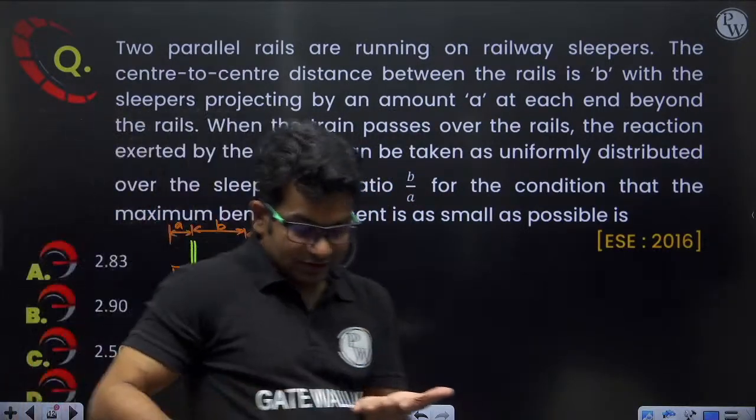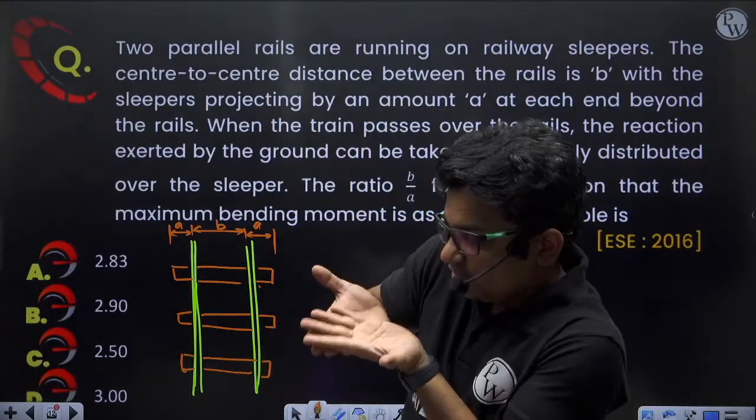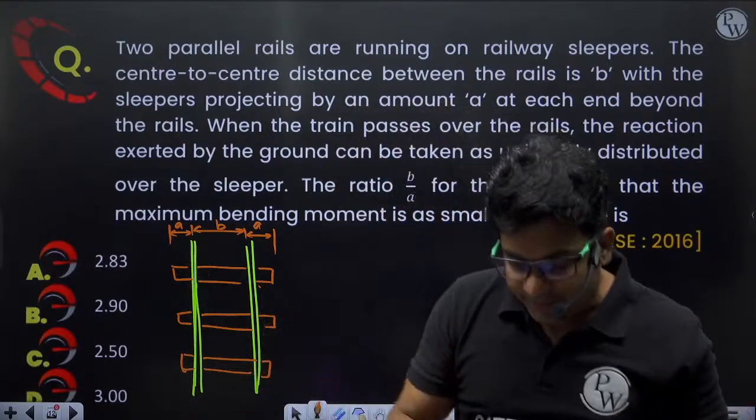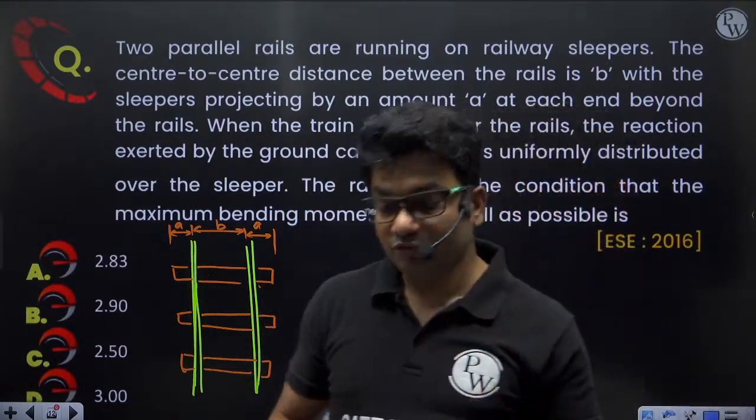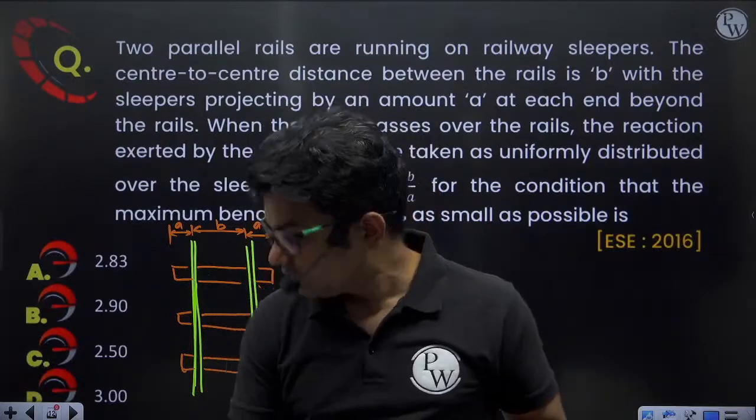Okay, now sleepers are supported on the ground. This ground will be exerting a downward pressure. So the pressure from the ground will be in the form of uniformly distributed load. There will be uniform pressure from the ground on the sleepers.